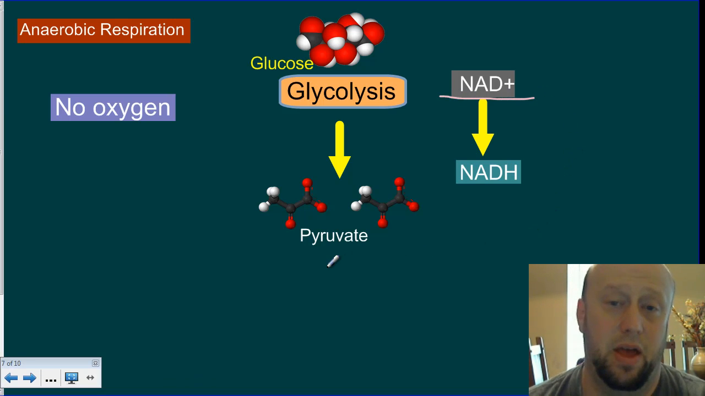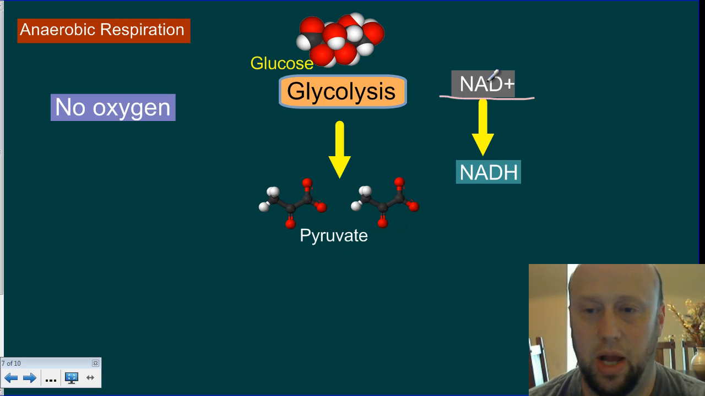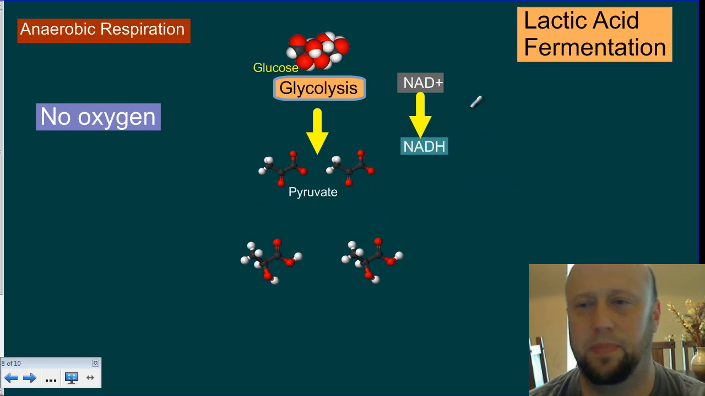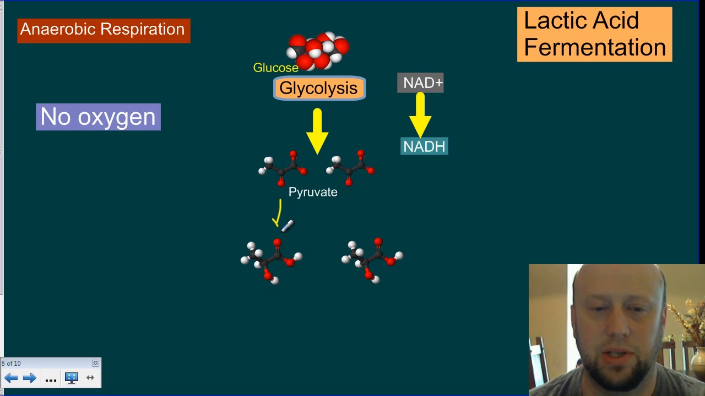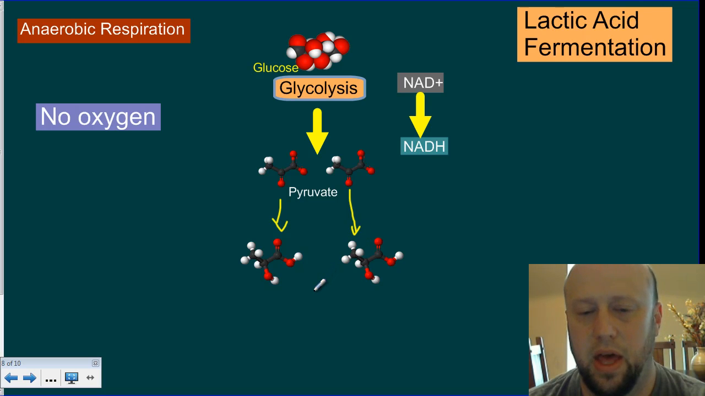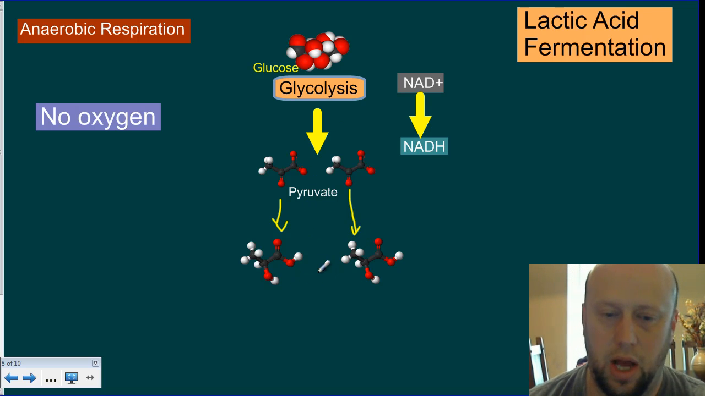Now, the body has to have some way to compensate for that and to make more NAD+ out of the NADH. So there are two main pathways, basically what we call types of fermentation. The first of these is lactic acid fermentation. Essentially, the pyruvate molecules get turned into a different molecule, called lactate or lactic acid.